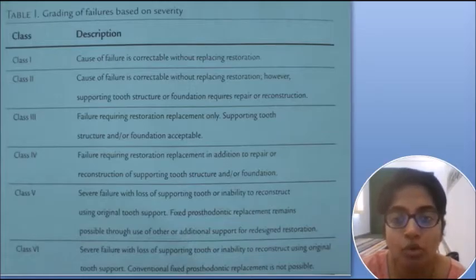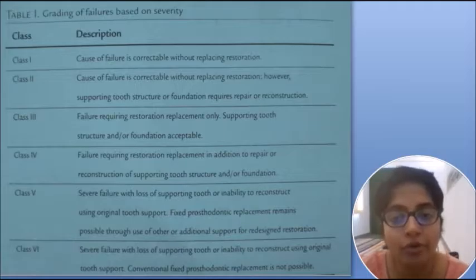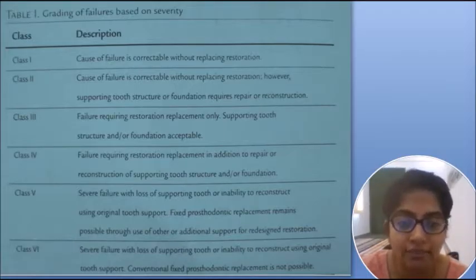Class 2, where the cause of failure is correctable without replacing the restoration. However, supporting tooth structure or foundation requires repair or reconstruction. Class 3 is the failure requiring restoration replacement only. Okay. So class 1 and class 2 can be managed without replacing the restoration, but class 3 we have to replace the restoration. The supporting tooth structure and the foundation are acceptable.